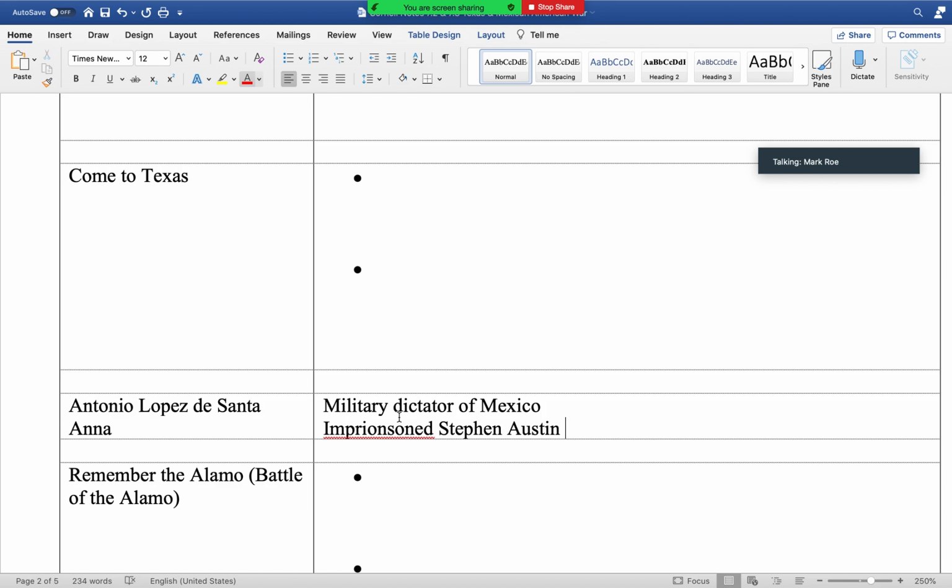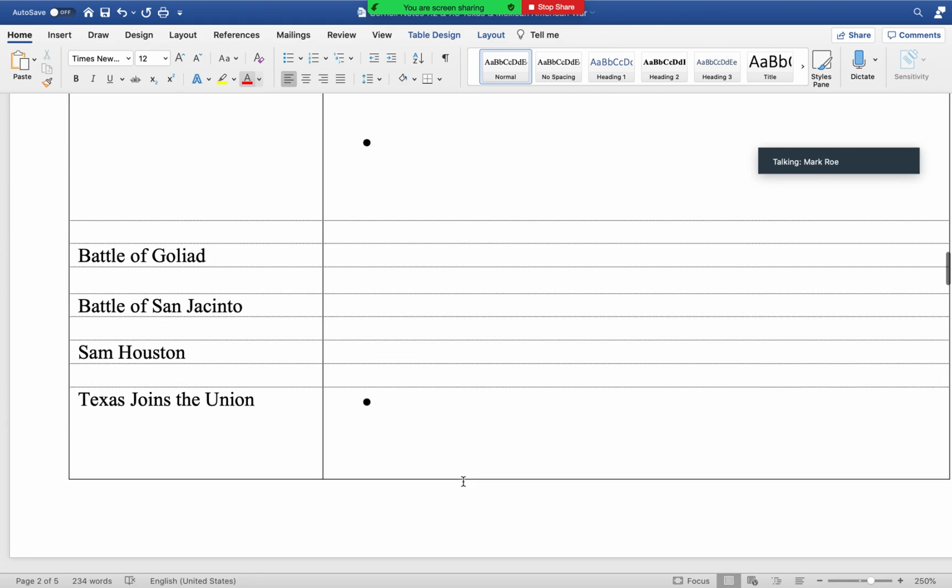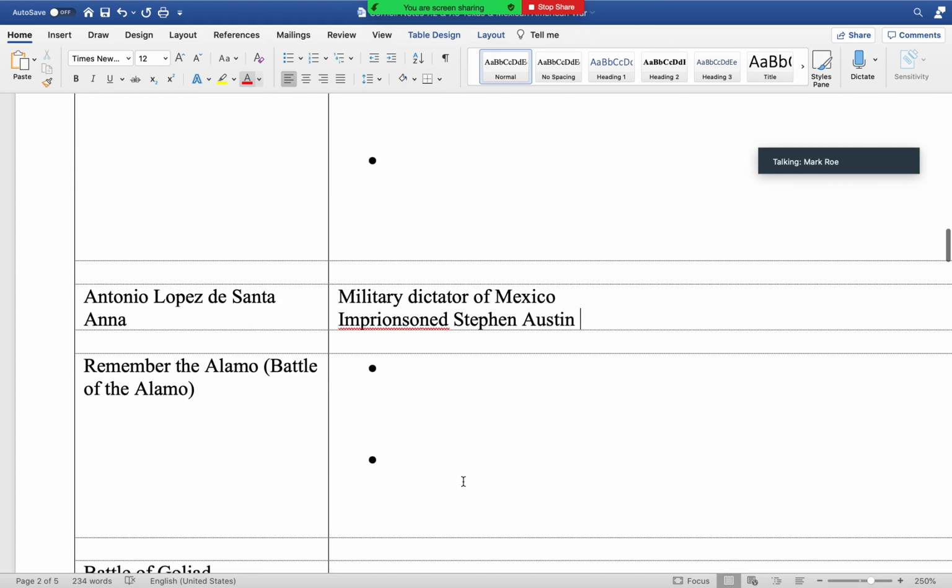And Santa Anna is also going to send his military to Texas as well, because he declares them to be in a state of revolt. But what's going to happen is that Santa Anna and his army are going to march north into Texas to try to end this quote unquote revolution of sorts. And one of the most infamous encounters is going to be at the Battle of the Alamo. So again, the Alamo was a Spanish fort, a very old Spanish fort.